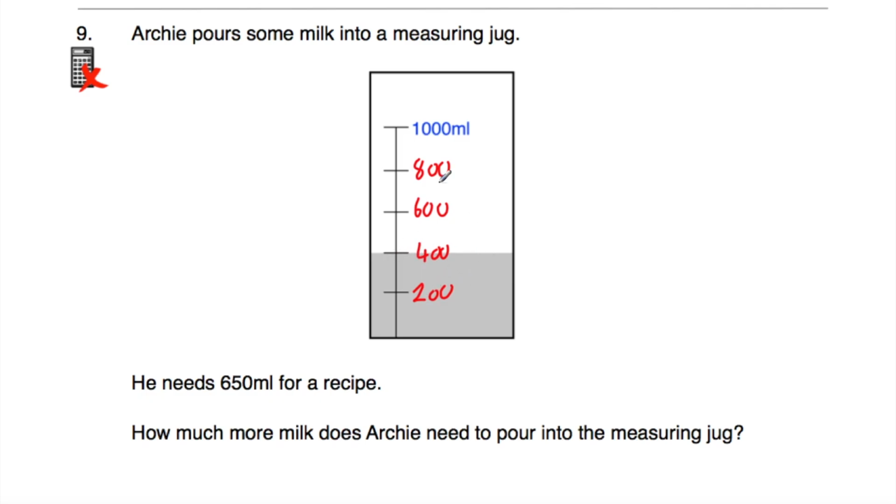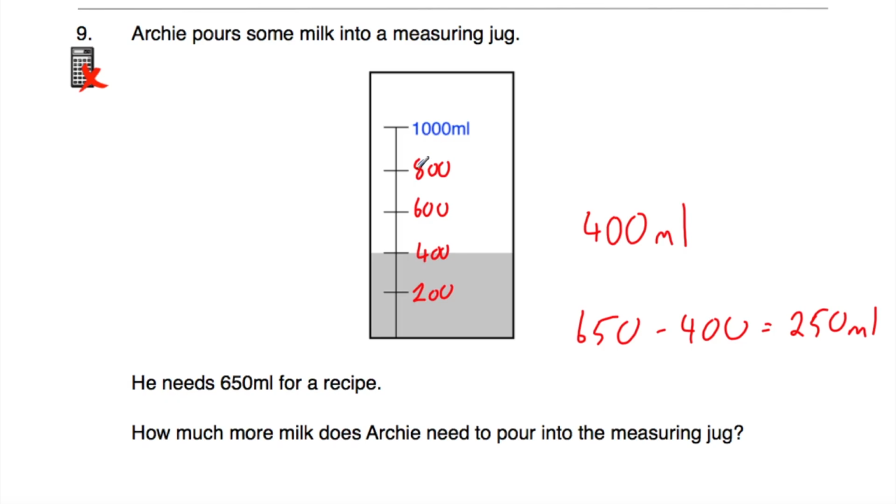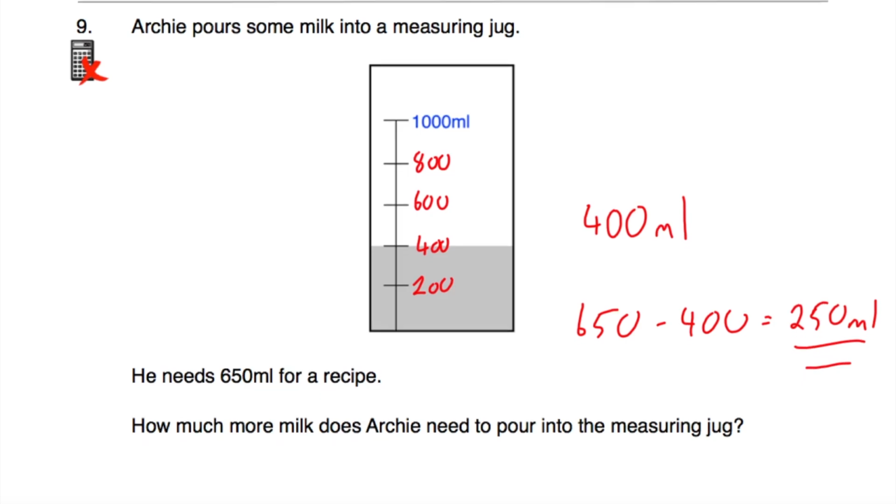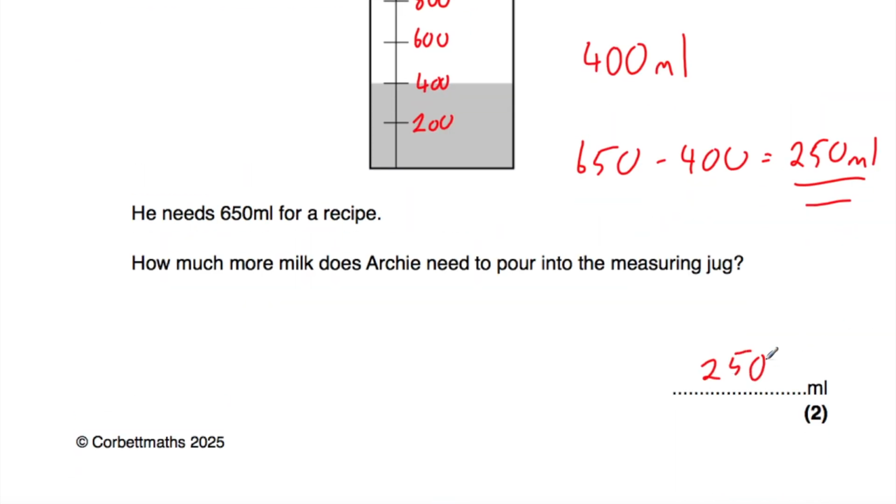So here we know that to begin with, Archie's poured 400 millilitres into the measuring jug, but he needs 650 millilitres altogether. So if we do 650, take away the 400 that he's got in there already, that'll tell us how much more he needs. So 650, take away 400 would be 250 millilitres. He needs another 250 millilitres. 200 millilitres would bring him to 600 millilitres, and then another 50 would be 650 millilitres. So how much more milk does Archie need to pour into the measuring jug? The answer is 250 millilitres. And that's it, 250 millilitres.